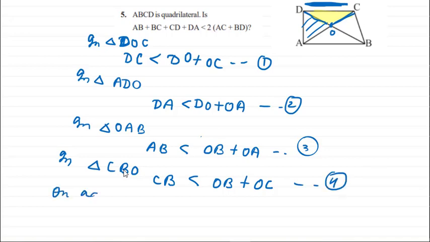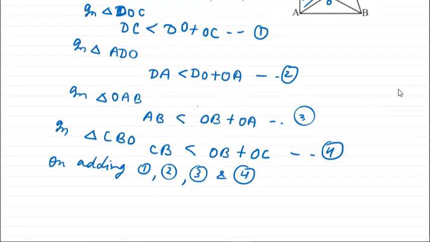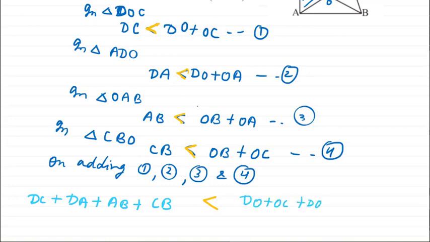Now we will do the same thing as we have done in the previous, adding 1, 2, 3 and 4. So here again we will add all the 4 equations, and the rule will be same. At first you have to check the inequality sign. So here you can see in all the equations it is less than. So all the left part will be added and all the right part will be added. So in the left we have DC plus DA plus AB plus CB, and that will be less than, in the first we have DO plus OC, second we have DO plus OA, third we have OB plus OA, and in the fourth we have OB plus OC.